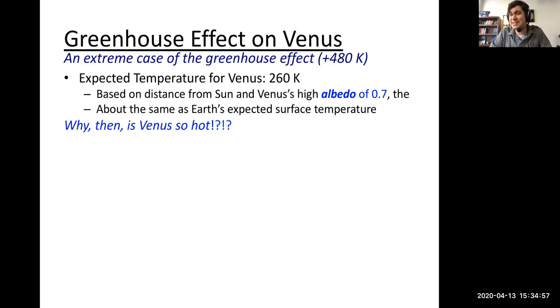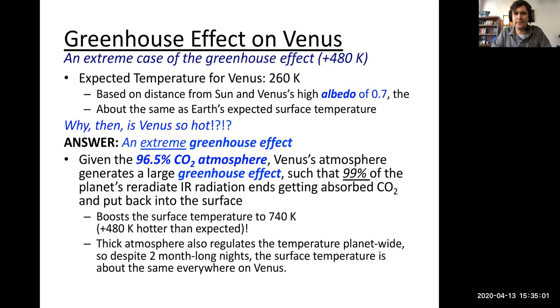Why is Venus so hot, though? Why is the surface hot enough to melt lead? It has an extreme greenhouse effect. 96.5% of the atmosphere is carbon dioxide, a strong greenhouse gas. It's very good at absorbing outward bound infrared radiation, and then whenever it re-releases it, it can either go spaceward or back down.